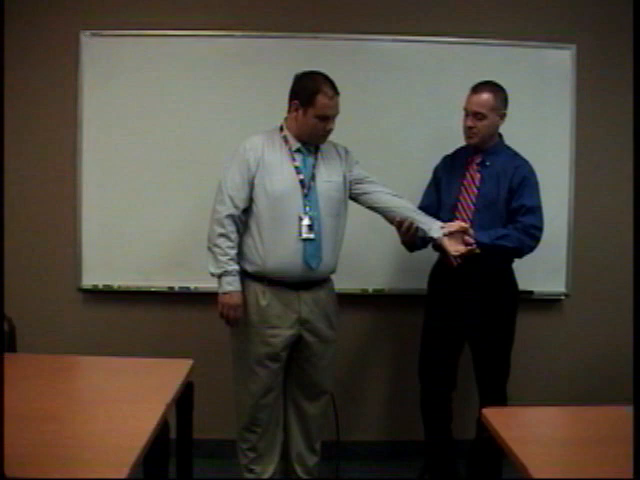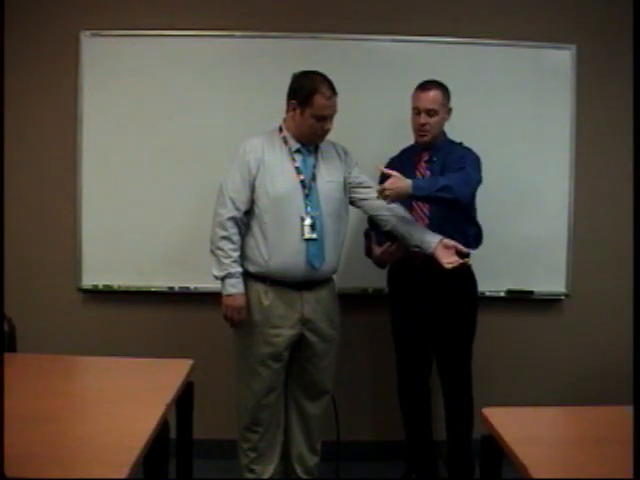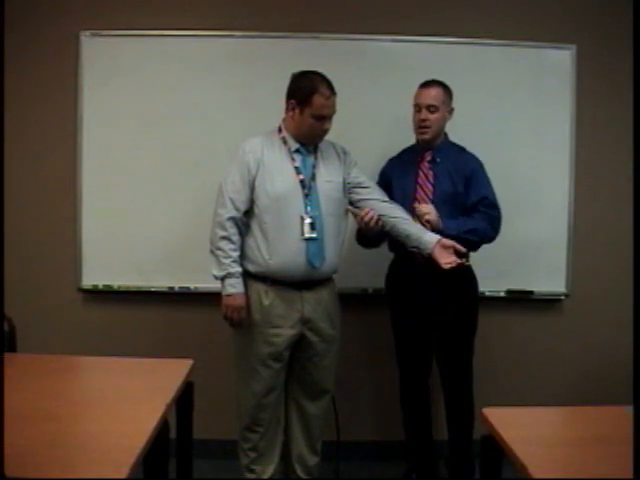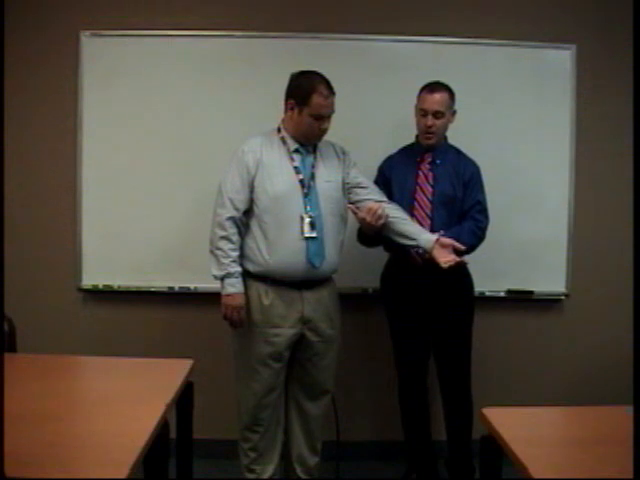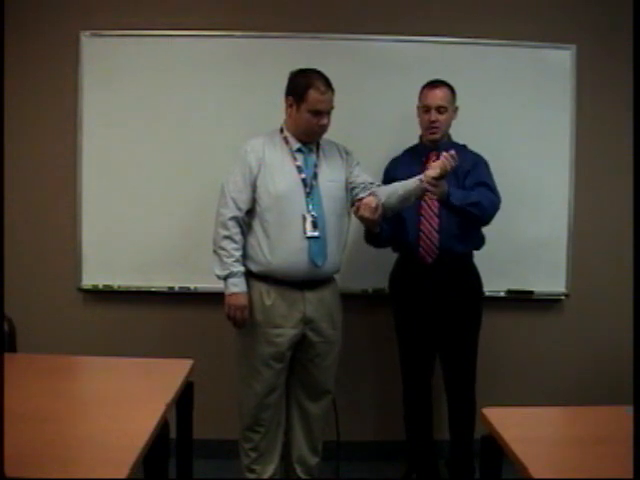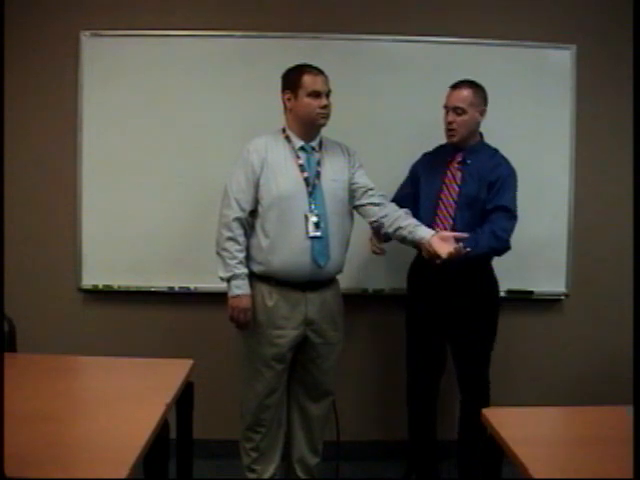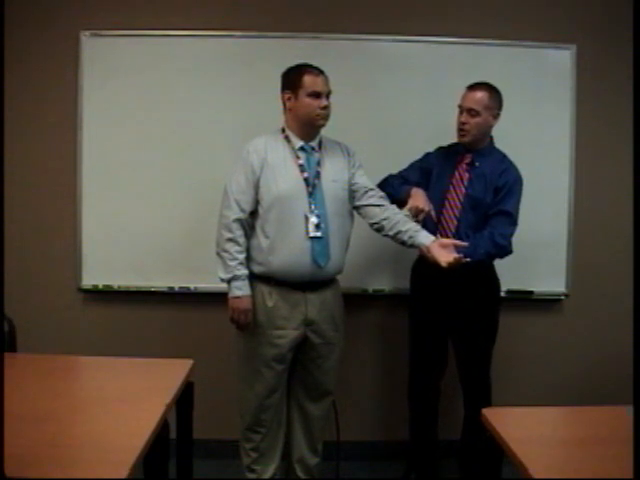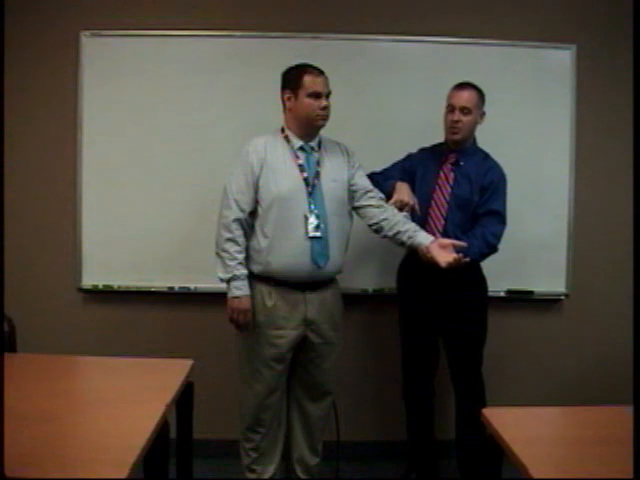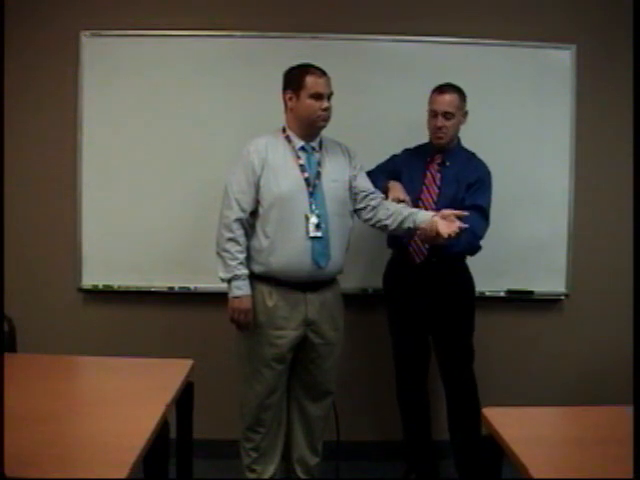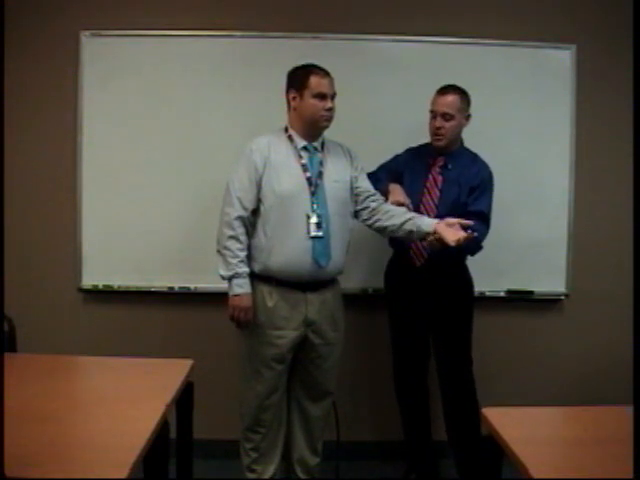Humero-ulnar joint, right here between humerus and ulna. This medial humero-ulnar joint is the hinge joint for the elbow. Real important to differentiate between the other two. Radiohumeral joint is between radius and humerus. It's on the lateral side. That is a pivot joint, okay, for pronation and supination.